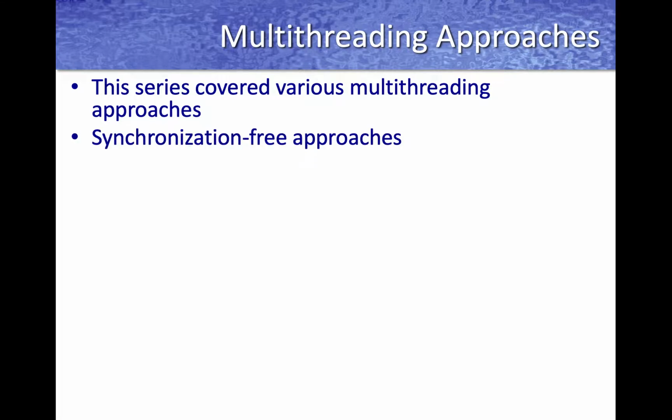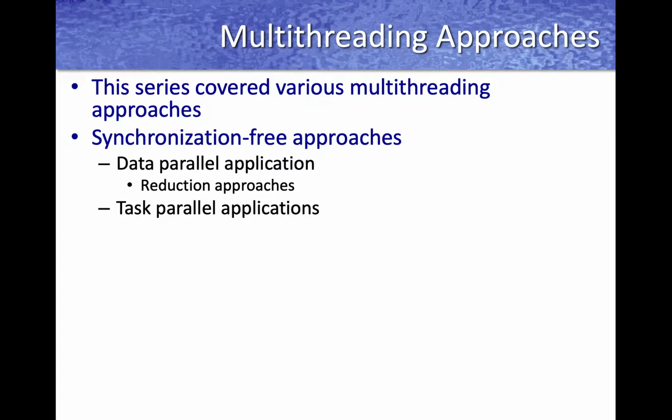First, we focused on synchronization-free approaches. That means these approaches do not use any mutex, and these are the preferred and fastest approaches for multithreading. We looked at data parallel applications, and then under data parallel, we also looked at reduction as an approach for implementing data parallel applications. Then we also looked at task parallel applications where each thread was performing different algorithms or operations but with the same data, while the data parallel approach, on the other hand, applied the same algorithm to different data sets.